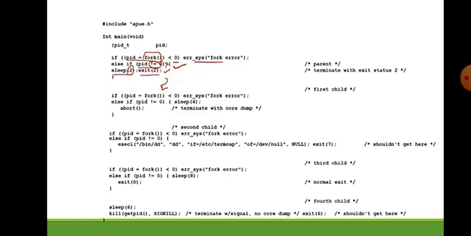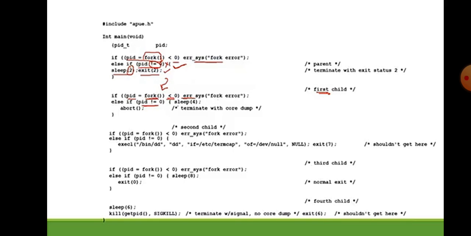So obviously this is for the first child, and in the first child, again it calls the fork system call. So the first child forks another child process, and to the next child process, this will become the parent. Again we'll check for the same condition. If it is not less than 0, and if the PID is not equal to 0, this is for the first child, which now is the parent of the second child.